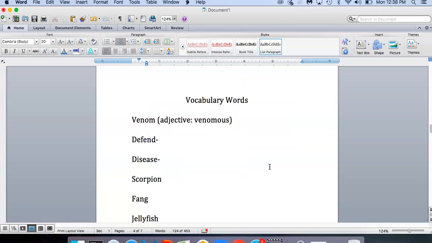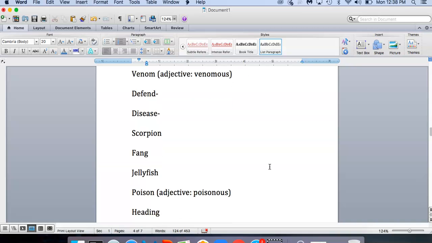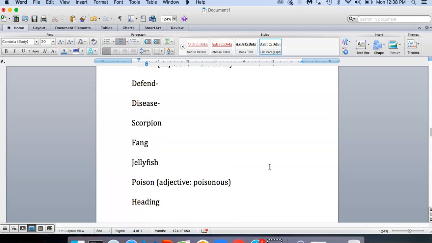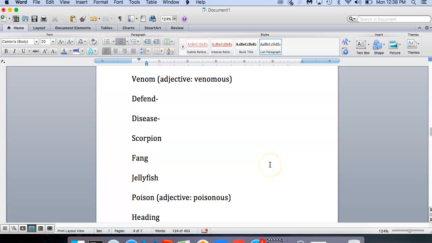Okay, so let's talk about the vocabulary words for today. First I will say the words and then you will say it after me. And then after we do that, I will show you guys pictures and then explain the meaning of the words, okay? So let's start with the word venom. Venom. Can you say that word one more time? Say it again, please.